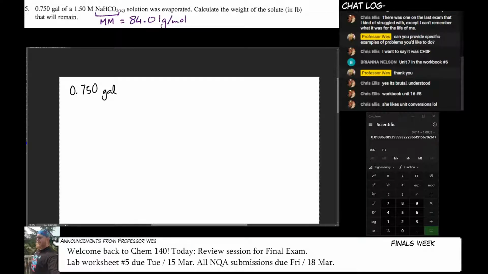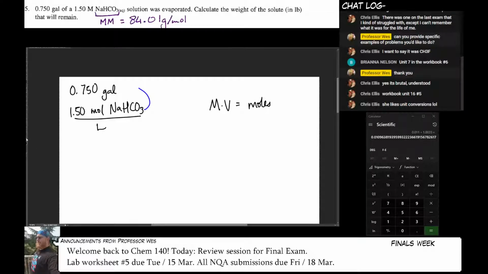Alright, so we got this many gallons. We know that the concentration of the solution is this many moles of sodium bicarbonate per liter of solution. So I have a molarity and I have a volume. Remember what you can do with molarity times volume. It's just that the units on these things don't match, right? So I would need to make them match.